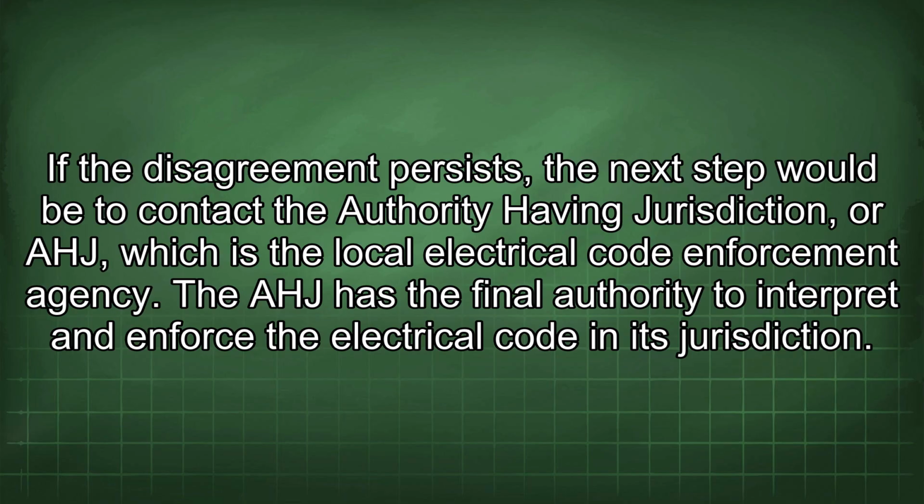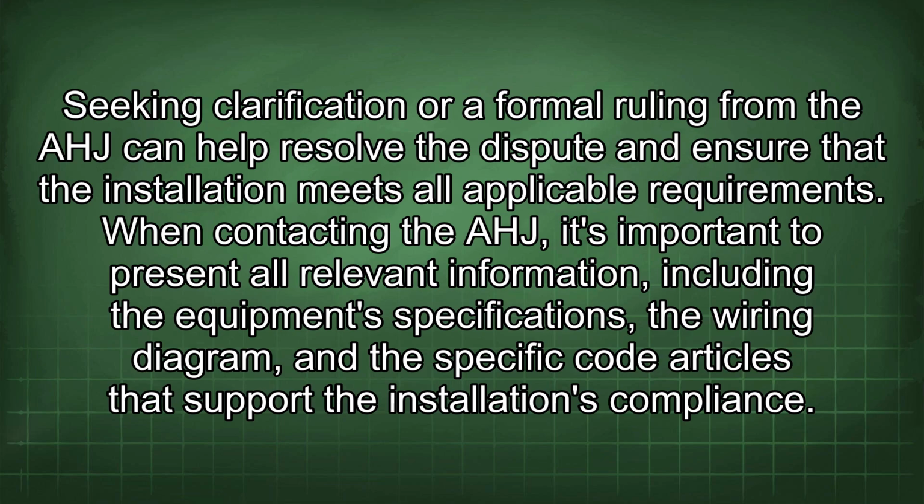If the disagreement persists, the next step would be to contact the authority having jurisdiction, or AHJ, which is the local electrical code enforcement agency. The AHJ has the final authority to interpret and enforce the electrical code in its jurisdiction. Seeking clarification or a formal ruling from the AHJ can help resolve the dispute and ensure that the installation meets all applicable requirements.